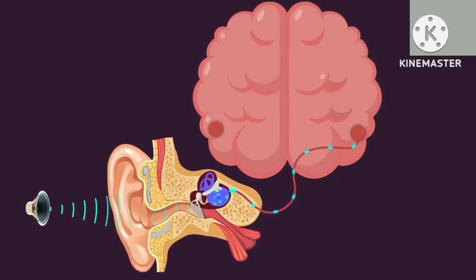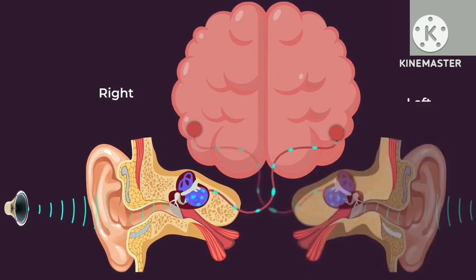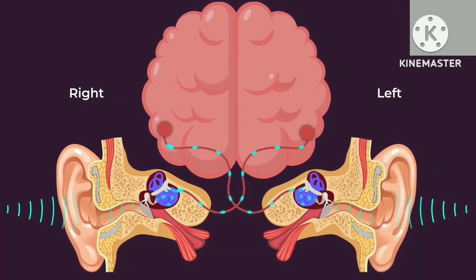The information from the right ear is processed in the left brain, whereas the information from the left ear is processed in the right brain.